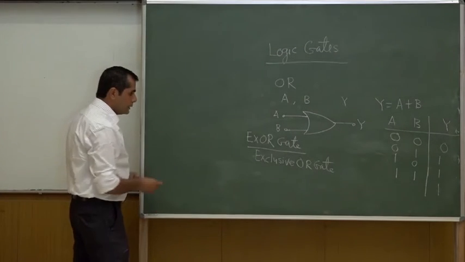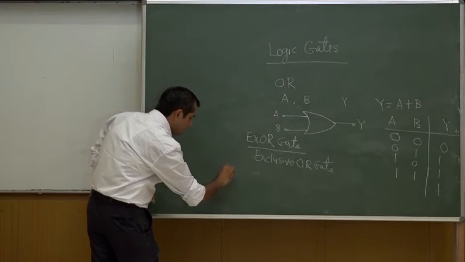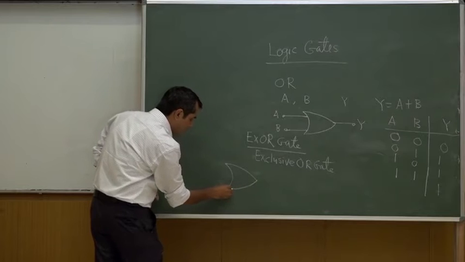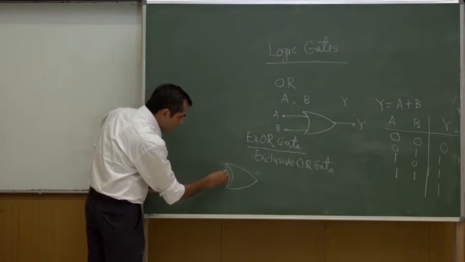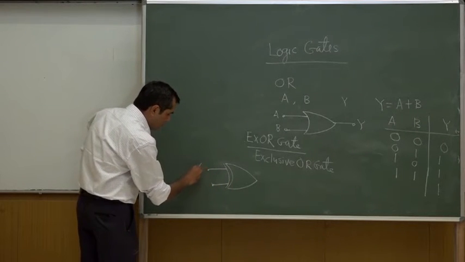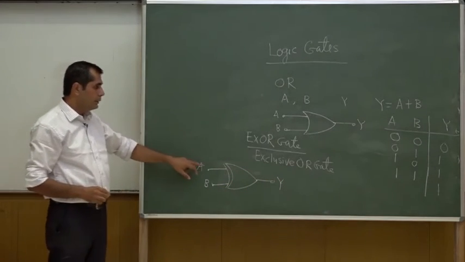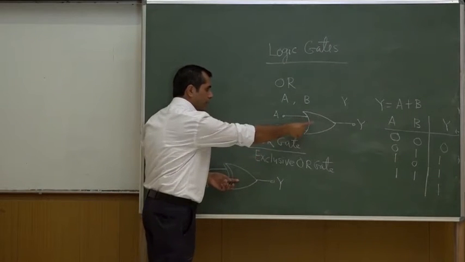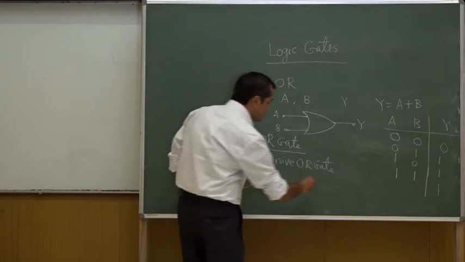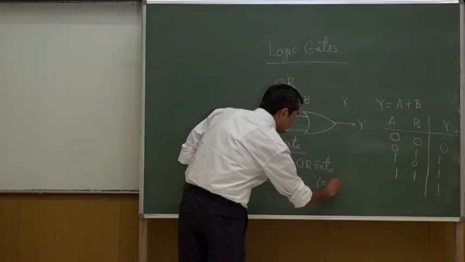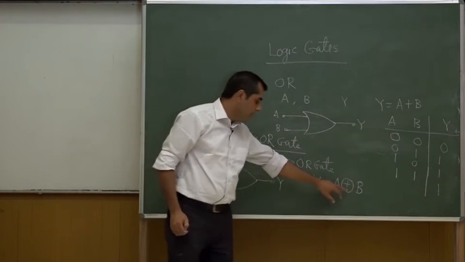That means, let me write the truth table for this XOR gate. But before that, let me draw the symbol for this XOR gate. The symbol for this XOR gate is an extension of that of the OR gate. Here we have two inputs A and B, and the output is Y. Please note the difference in the symbols. Compare these symbols with that of the OR gate. What do you see? There is a small difference in the representation here. And the inputs and output are related by the following equation. Y is written as A XOR B. This is the symbol for the XOR operation.